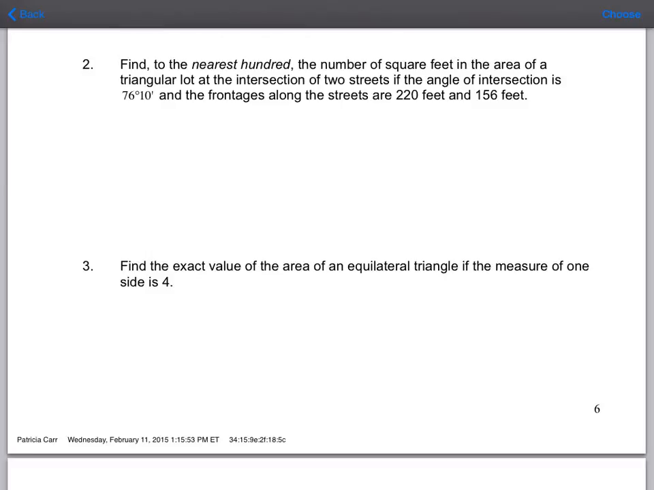Number 2 says, find to the nearest 100 the number of square feet in the area of a triangular lot at the intersection of two streets if the angle of intersection is 76 degrees 10 minutes, and the frontages along the streets are 220 and 156. Okay, so let's draw that triangle. So here are my two streets. They're going to intersect up here at 76 degrees 10 minutes. Frontage means the sides where the streets intersect. So one's 220 and one's 156.